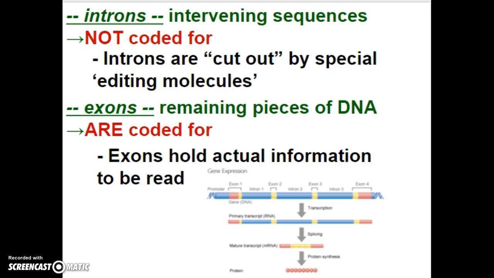This has been Part 4 of Chapter 12 on molecular genetics.